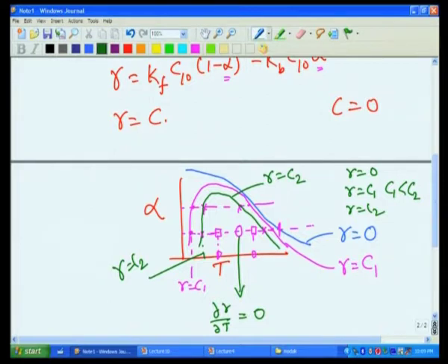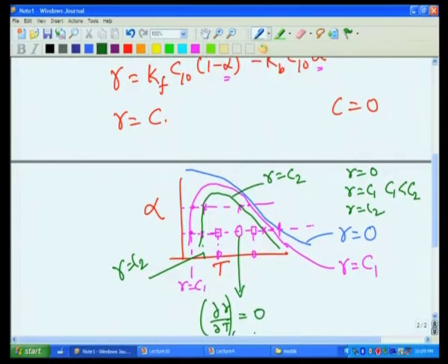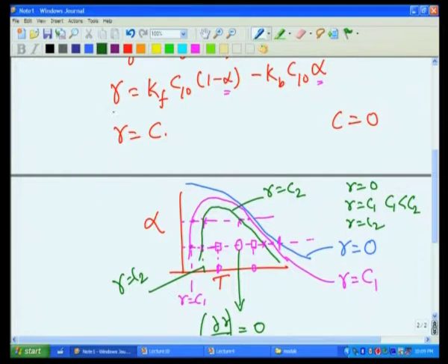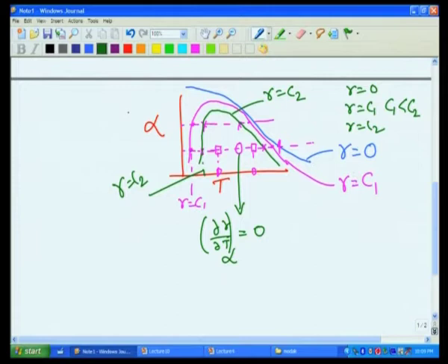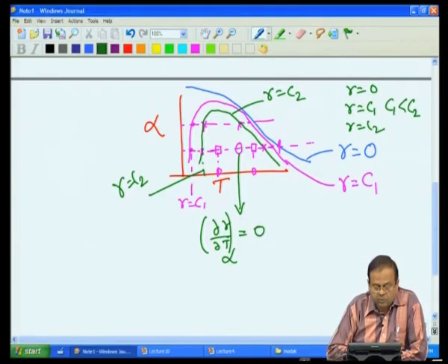Why not total derivative? Why partial derivative? Because we are keeping alpha constant. So, at a constant value of alpha, derivative of this rate expression over here with respect to temperature reaches 0 value, and this is what will characterize the rate being maximum.